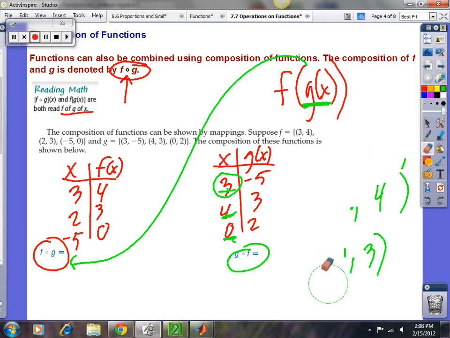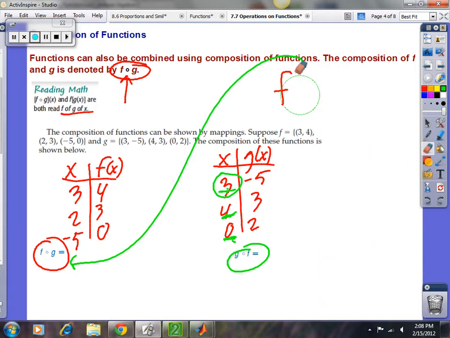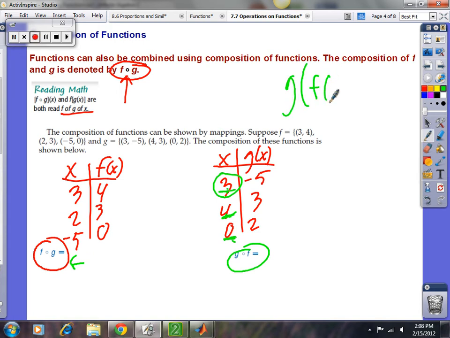Now let's go backwards. Let's do G compose F. Is it going to be the exact opposite? So what's G of F of X? So you're going to start with F. So give me the 3 numbers I'm going to substitute into F. 3, 2, and negative 5. There we go. These aren't bad.